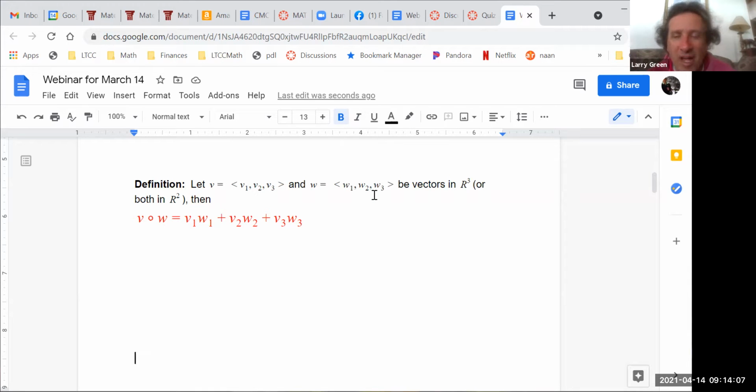And I want to make a more general note. This works in R anything. So R100, you can still talk about the dot product, as you'll see with the definition.